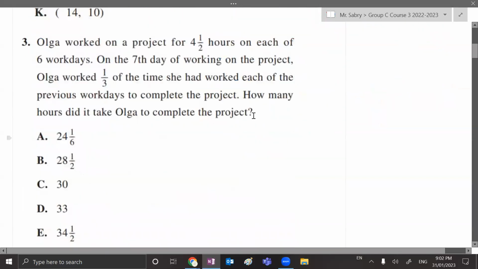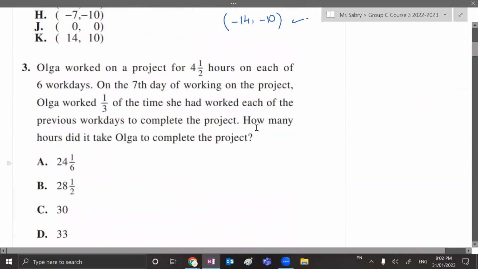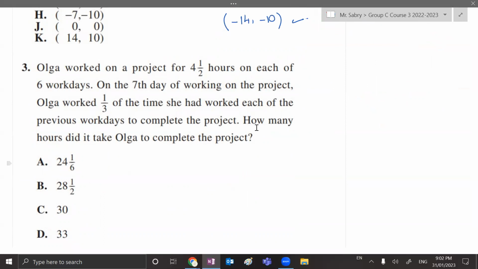Awesome. Number 3. It says Olga worked on a project for 4.5 hours on each of 6 work days. On the 7th day of working on the project, Olga worked 1/3 of the time she had worked each of the previous work days to complete the project. How many hours did it take Olga to complete the project?